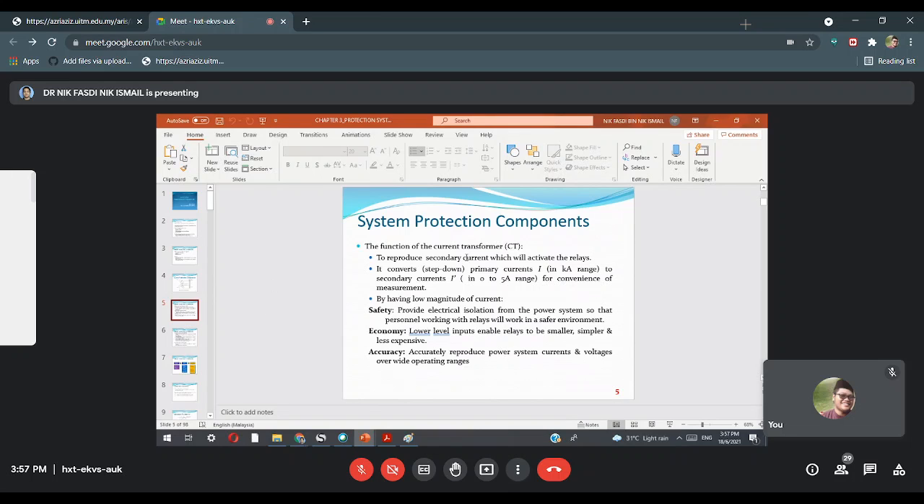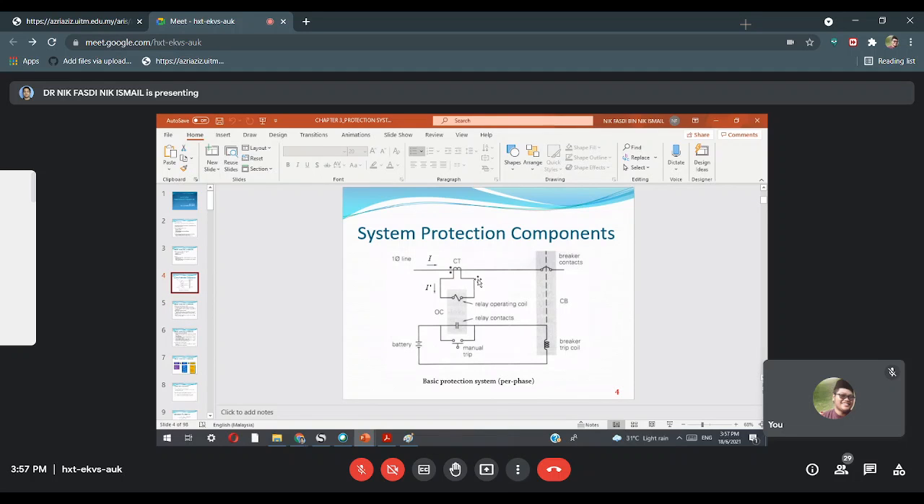So this is the current transformer. So how about the voltage transformer? Konsep yang sama, cuma kat sini pakai voltage. Okay, ini kita measure the current. We can also measure the voltage, fault voltage as well. Terpulang, tapi if you want to measure the current, kita akan guna current transformer. If you want to measure the voltage, we will use the voltage transformer.